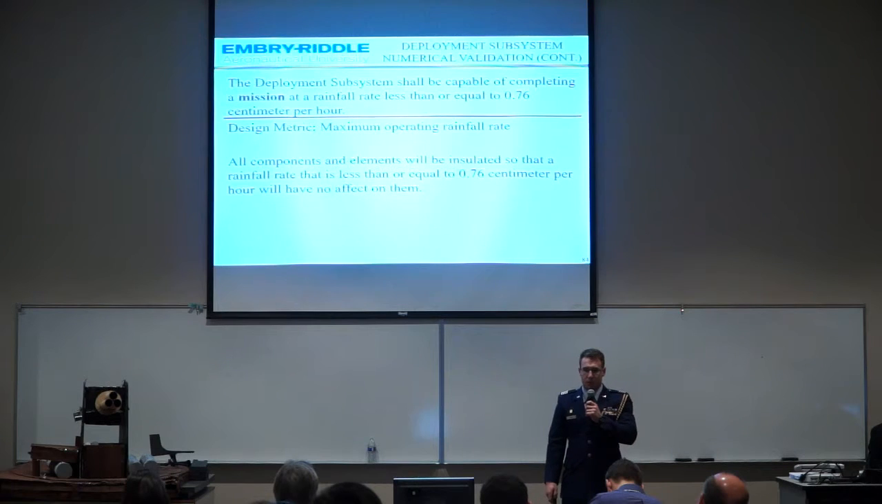The deployment subsystem shall be capable of completing a mission at a rainfall rate that is less than or equal to 0.76 centimeter per hour. That is the all-weather requirement that we're coming back to again. Our design metric for this is maximum operating rainfall rate. The only electronic components that we have are those solenoid valves, which again will have that insulating element. All the other components and elements will not be affected by this rainfall rate.